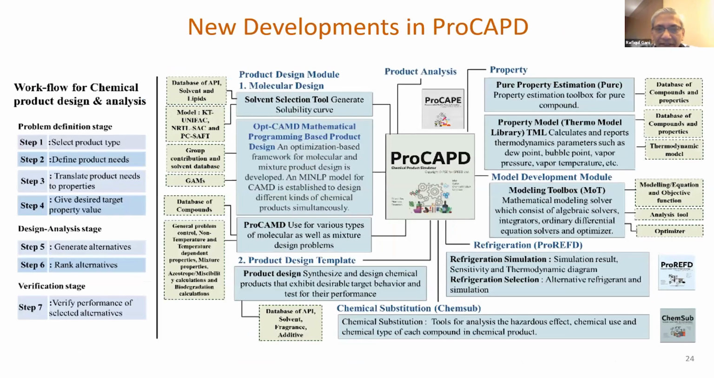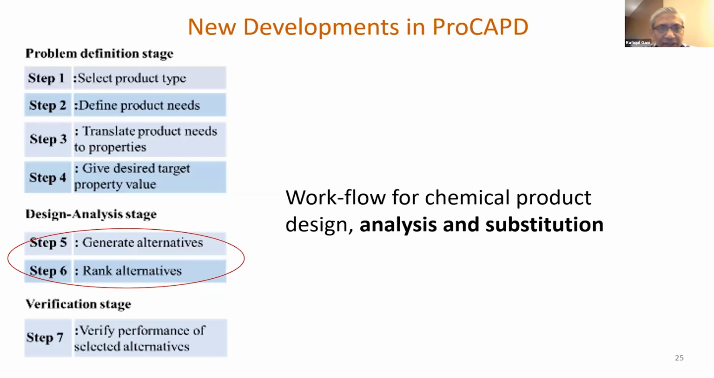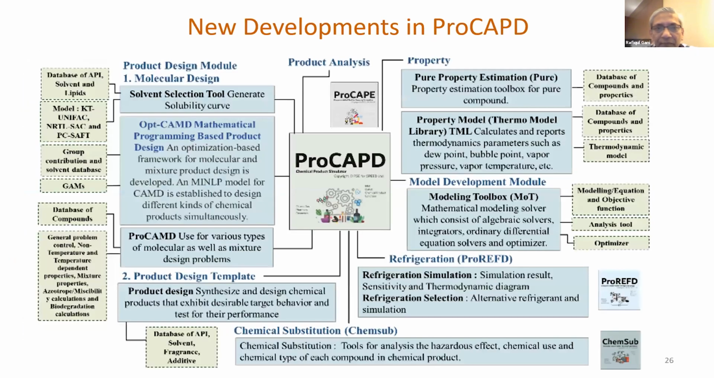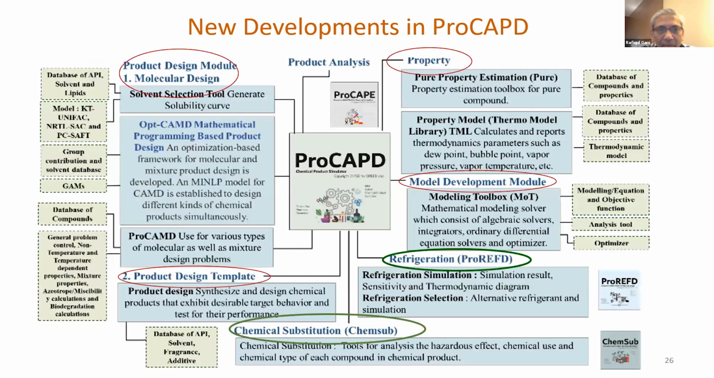So that's the APD, and this has now been incorporated into a more general product design problem, and it's very complex here, but I've highlighted two sections. First are the stages. Steps 1 to 4 are define the problem. Steps 5 and 6 are design analysis. Step 7 is verification. So I will just highlight the design analysis part. These are not all the tools, it's just for the design analysis for some kinds of problems.